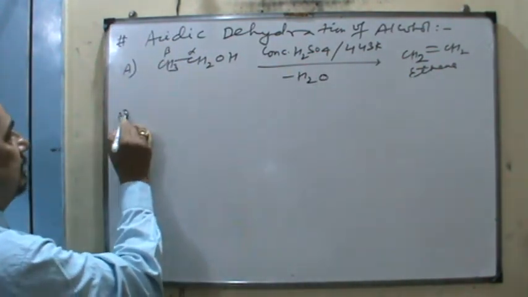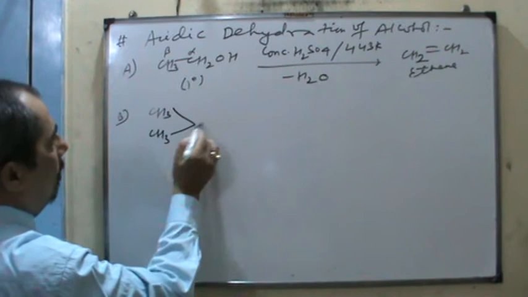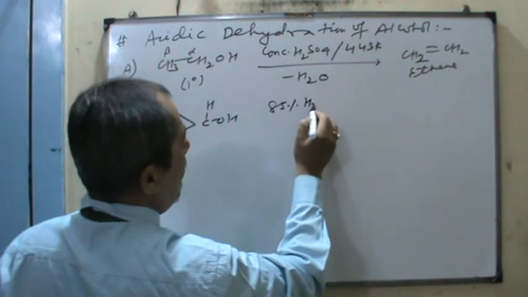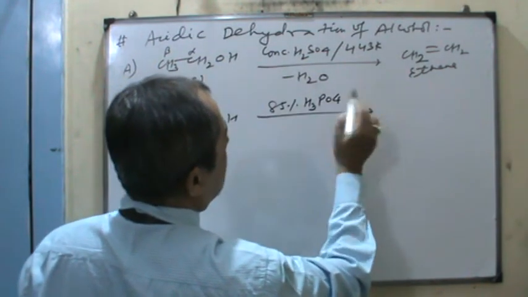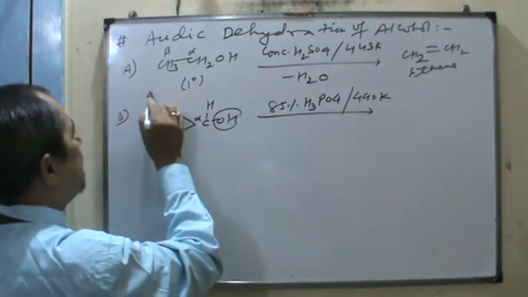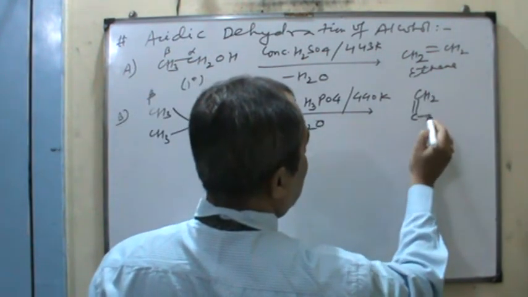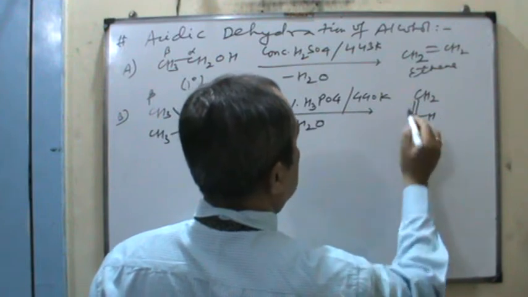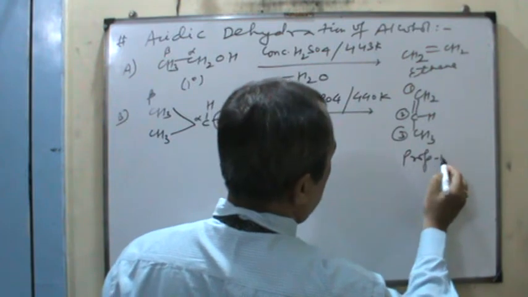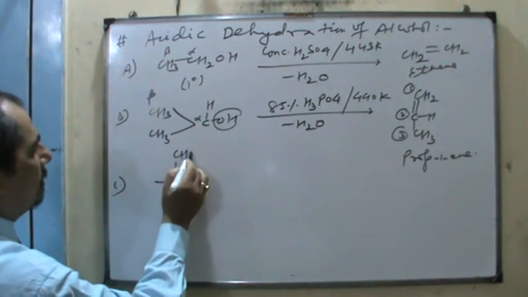So the second part: it is no doubt 1 degree. In case of 2-degree alcohol, it is 85% H3PO4, that is 440 Kelvin. Then this is the alpha carbon and this is the beta, OH plus H. What is that? CH2 double bond CH and CH3. This is the 1, this is the 2 and this is the 3. What is that? Prop-1-ene.